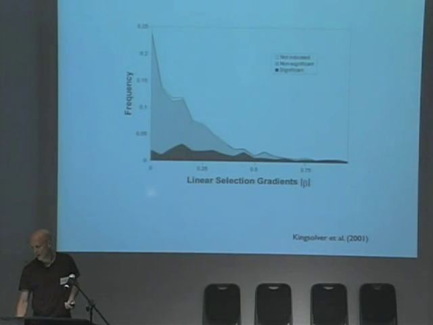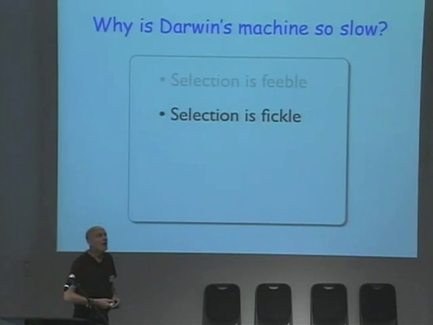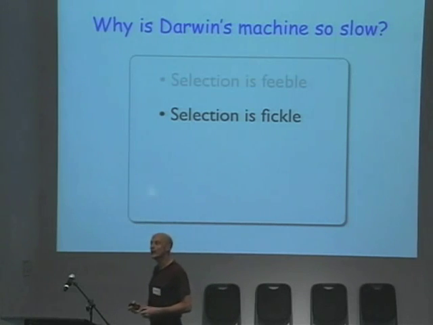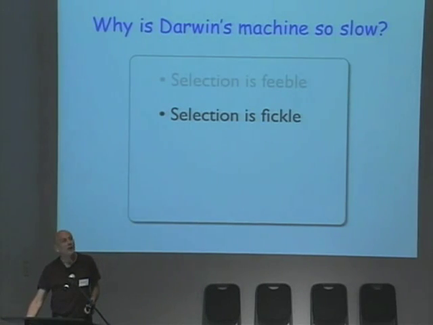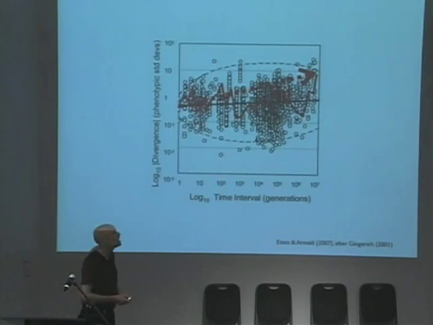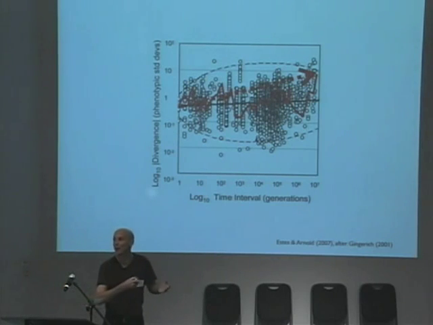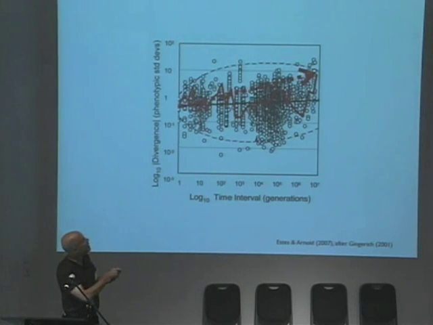So that's a non-starter. The second explanation, I think, has a lot more substance to it, and that is that selection is fickle. And by that, what I mean is that selection reverses direction frequently in evolutionary time. So obviously, if there is an oscillating pattern of selection, what will happen is that those reversals will cancel themselves out over some period of time so that the net amount of evolutionary change, the net evolutionary rate, is very much smaller than what is seen instantaneously over short periods of time.